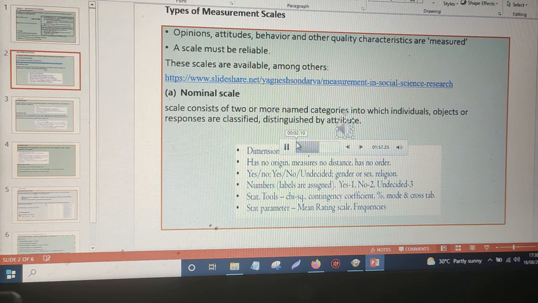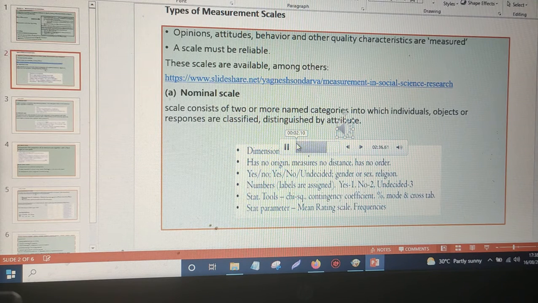They have no origin, they have no distance. Distance between yes and no does not exist. Between male and female does not exist. Between religions does not exist. And there is no order. You can put no first, yes later on, yes first, no later on. The numbers you assign to them are merely labels. You can say yes means 1, no means 2, undecided means 3. You can play around with the numbers. They are just labels. They are not real numbers.